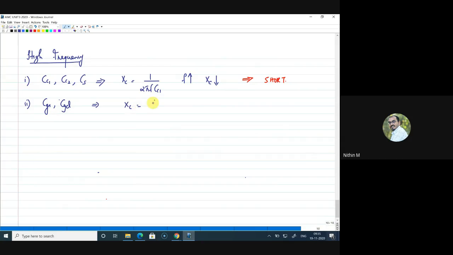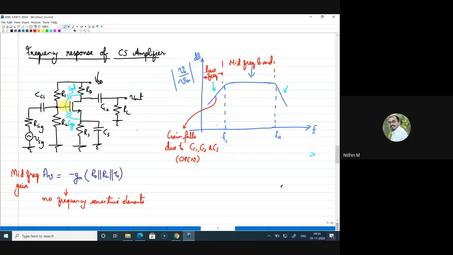Now let us look at the effect of the structural capacitors CGS and CGD. Again, Xc is equal to 1 by 2 pi f into either CGS or CGD. As f increases, this Xc reduces. If Xc reduces, as we mentioned before, it will act as a short. Now what is the effect? If CGS and CGD are acting as short, this will be replaced by a short, and this also will be replaced by a short.